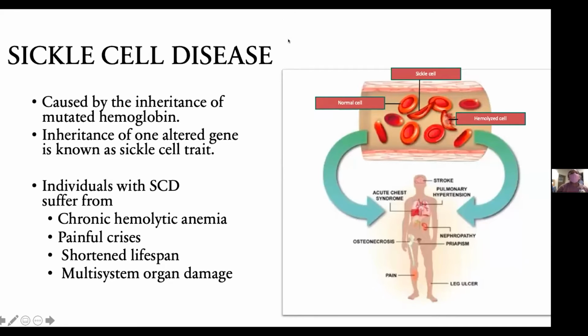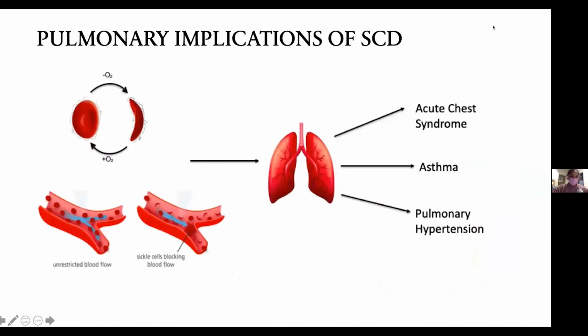Sickle cell disease is caused by the inheritance of mutated hemoglobin. The inheritance of one altered gene is known as sickle cell trait. Individuals with sickle cell disease suffer from chronic hemolytic anemia, painful crises, and shortened lifespan, as well as multi-system organ damage. The known pathophysiology of multi-system organ damage is the deoxygenation of red blood cells, which creates the sickling shape, which does lead to restricted blood flow.